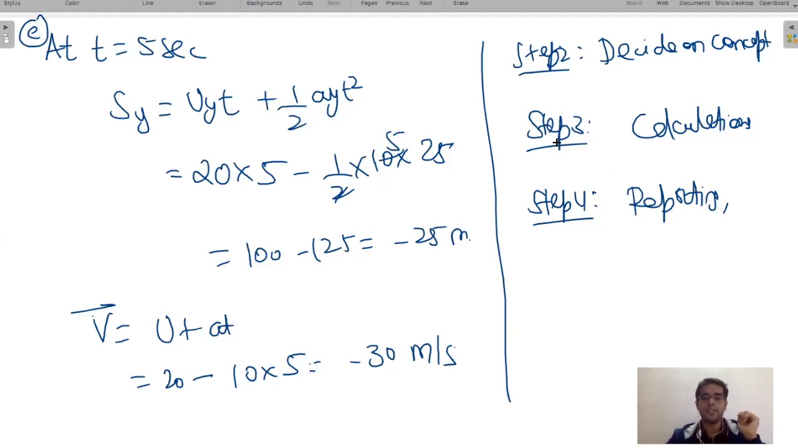So let's say step 1 is reading, step 2 is diagram, step 3 is decide on the concept, step 4 is calculations, and step 5 is reporting. Or you can say it's reading and making the diagram, which is step 1, step 2 is decide on the concept, step 3 is calculations, and step 4 is reporting the answer.